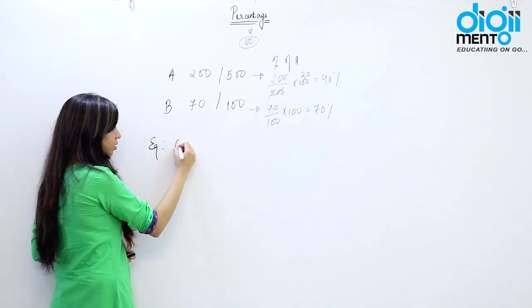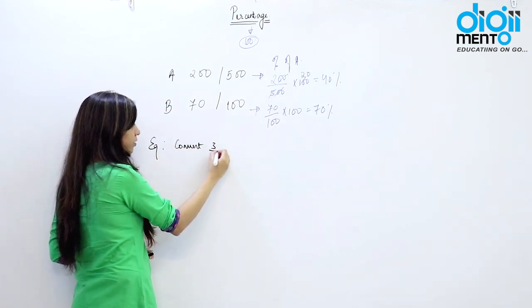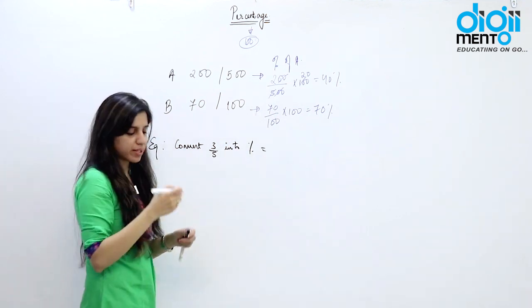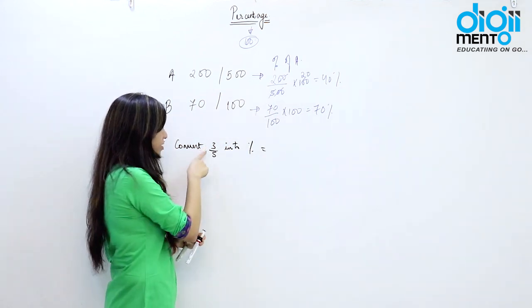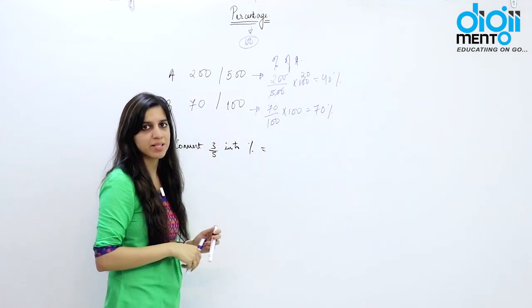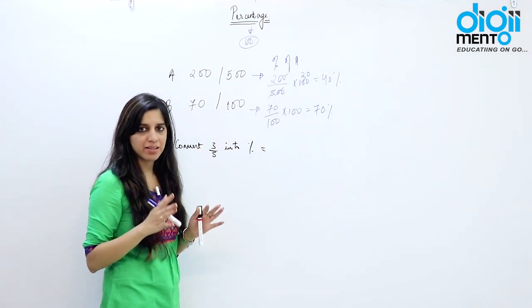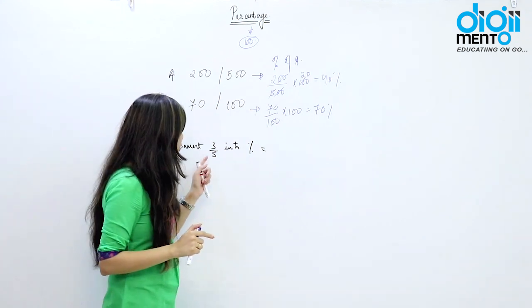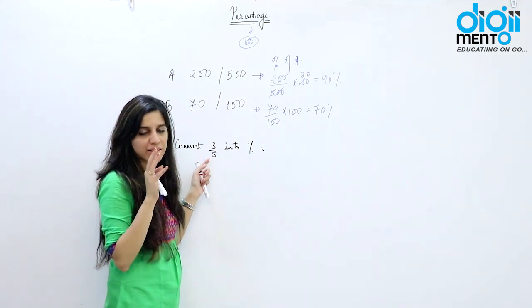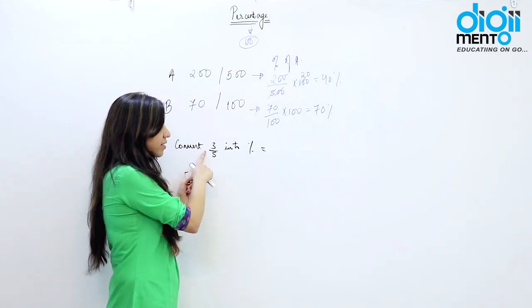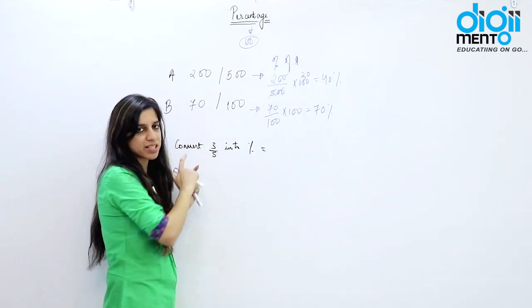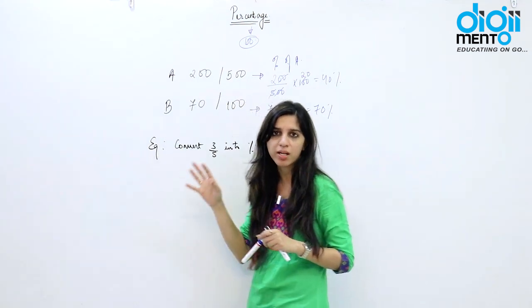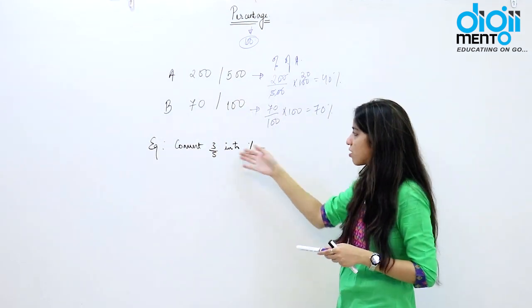Convert 3 by 5 into percentage. Now see, what does this 3 by 5 represent? If you divide one whole into 5 parts, then 3 parts of them are represented by this fraction 3 by 5. Now we are asking that if 100 is divided into 5 parts, what are its 3 parts going to be, right? That is what we are doing.